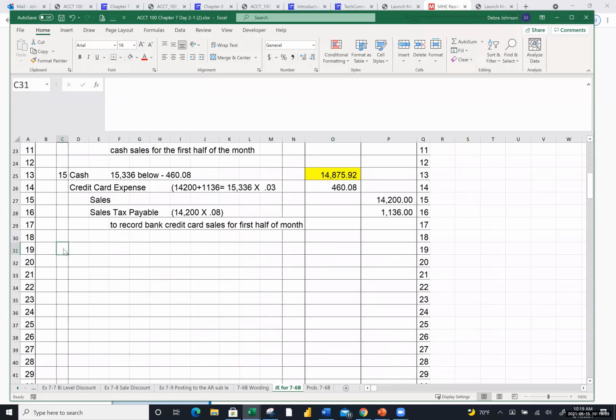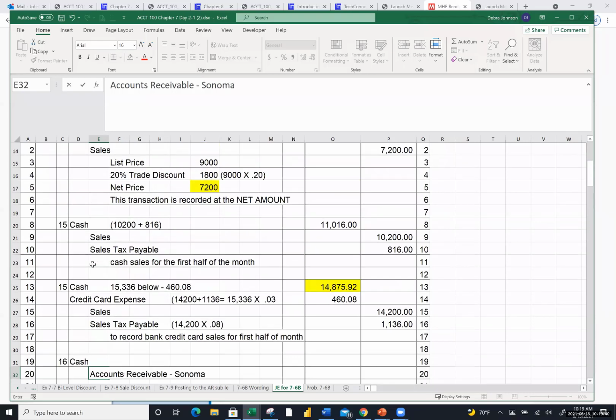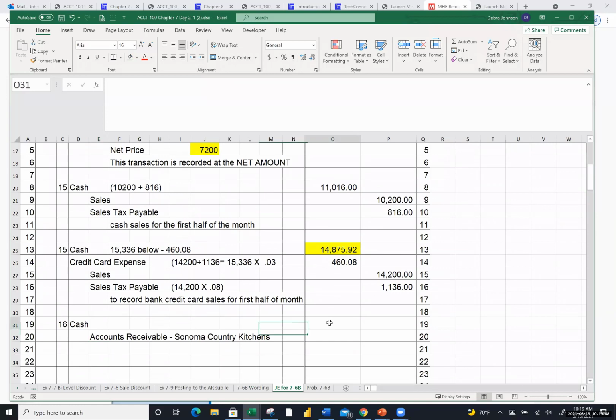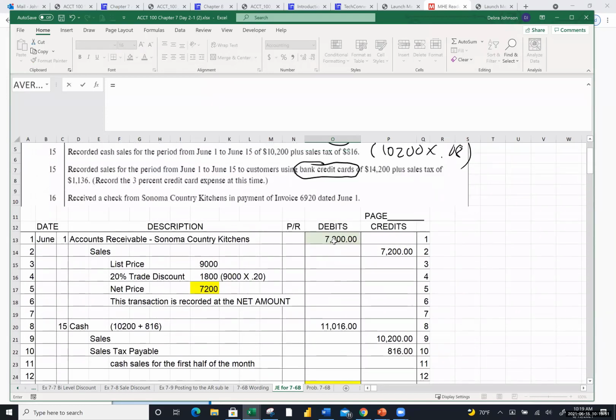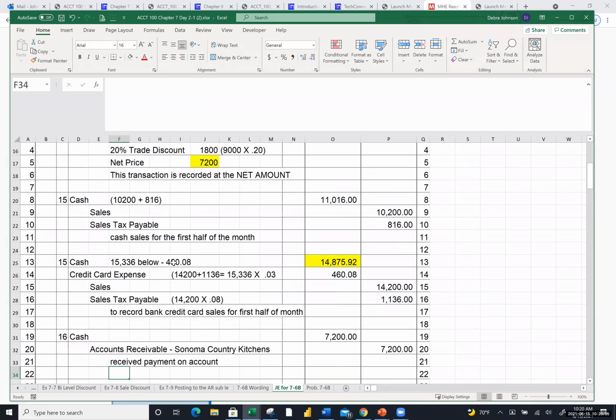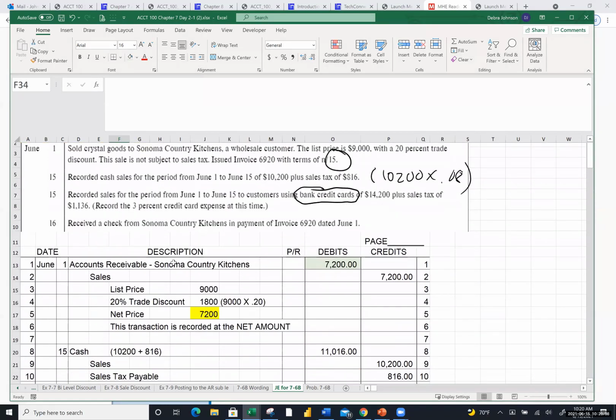So let me go get the date on that. It was the 16th. We would get some cash and we would credit accounts receivable, Sonoma, can't remember the name, Sonoma Country Kitchens. And that would be for that green amount. I'm going to go grab it so I don't transpose the number, 7,200. We got cash in and they don't owe it to us anymore. Received payment on account. I would put my invoice number in there if they gave it to me. They did, 6920.